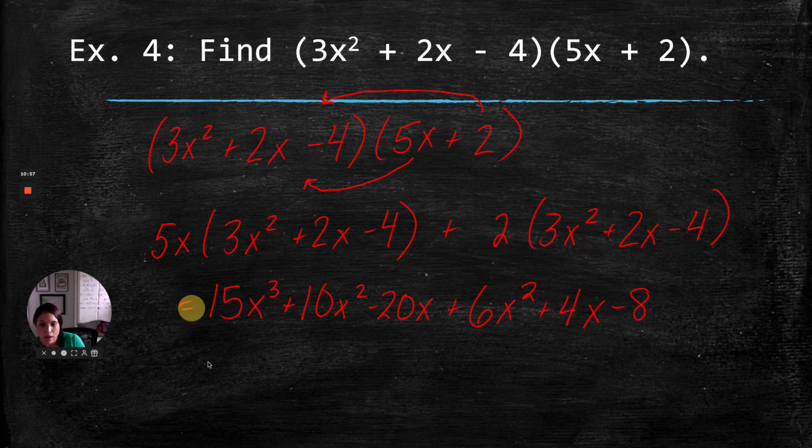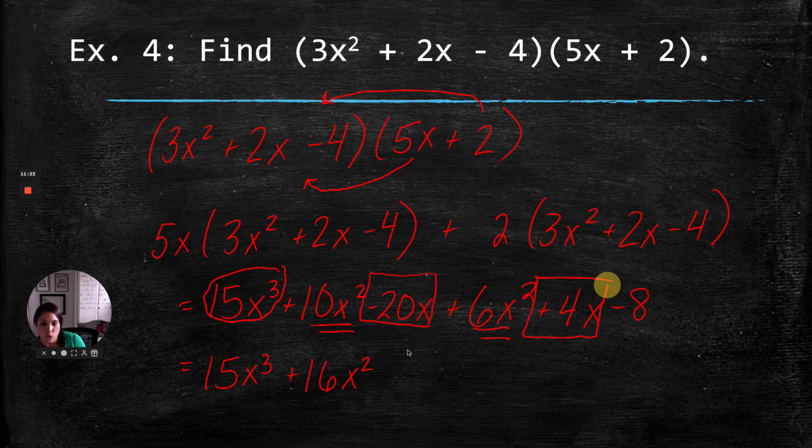I need to bring like terms together. This is my only x cubed, so let me rewrite this. 15x cubed. I need to bring my x squared terms together. So 10x squared plus 6x squared is 16x squared. I've got a negative 20x and a positive 4x. This is going to be a negative 16x. And then I'm left with this final digit of negative 8. And I'm just going to bring that down. And this is my answer right here.